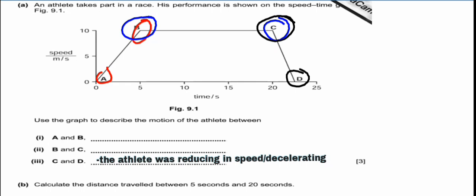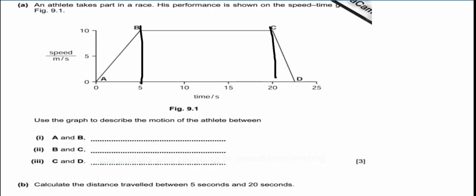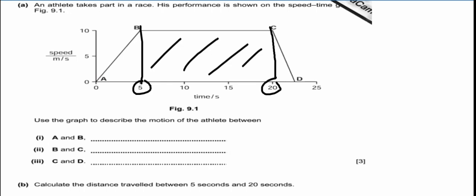As for B, it is saying, calculate the distance traveled between 5 seconds and 20 seconds. So we have 5 seconds starting from this point here, up to where 20 seconds is ending at this point here. So now the area under the graph is equal to the distance traveled by an object. Now what shape is this one here? This shape is called the rectangle.